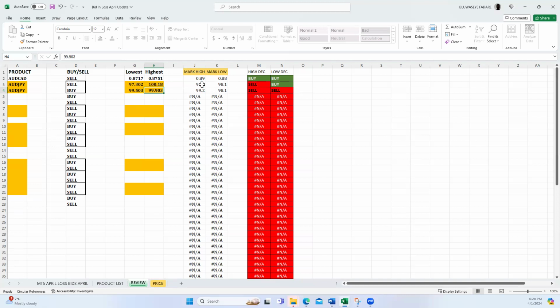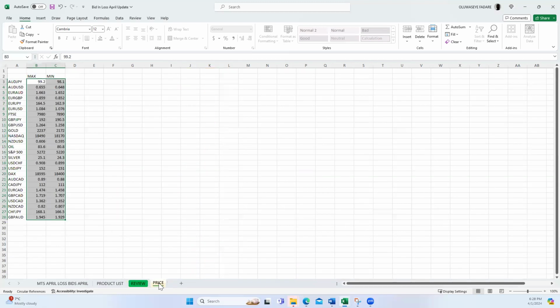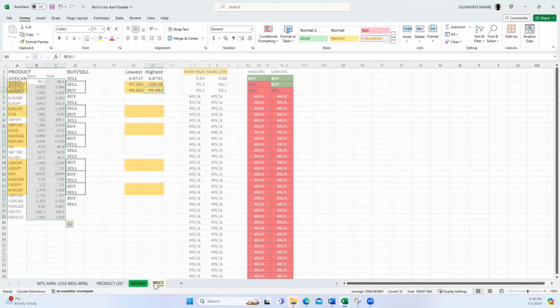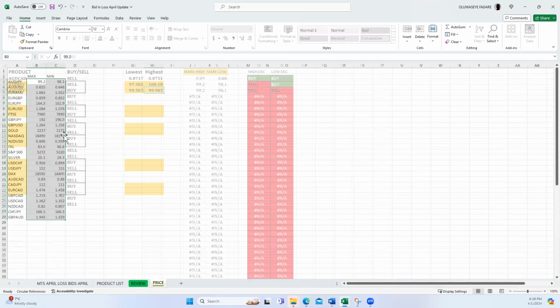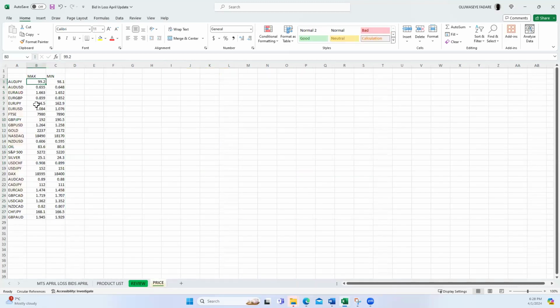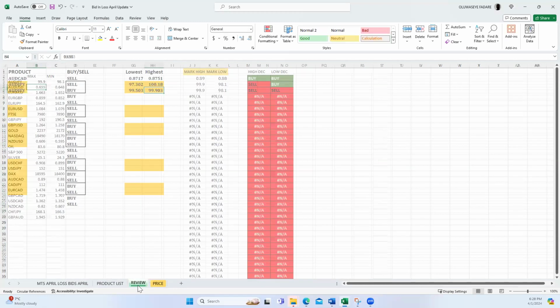So currently our low is 99.2. Let's assume our low goes to 100, for example. Our high, let's assume our low remains the same and our high goes to 100, or 99.9. I just want to show you so that you'll have a better understanding. So let's assume now that our maximum price goes to 99.9. Let's see the impact.